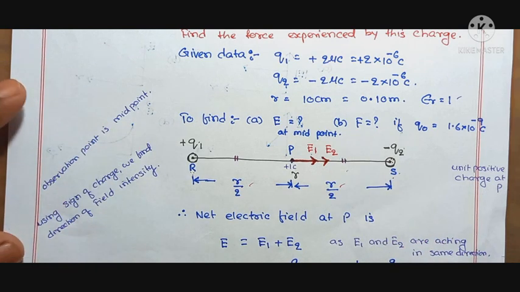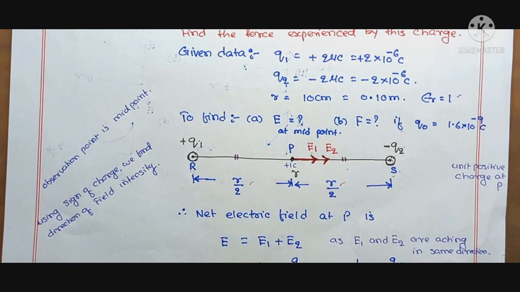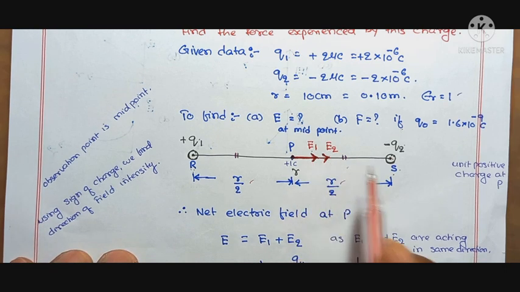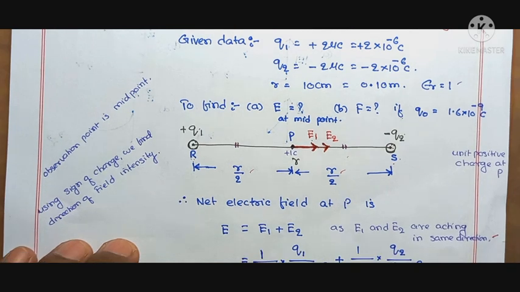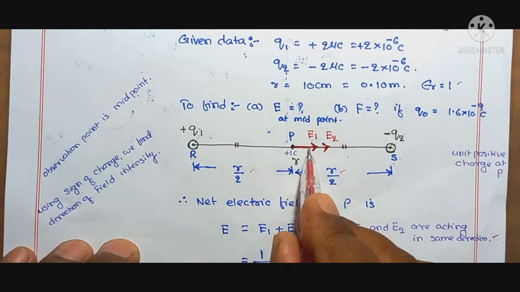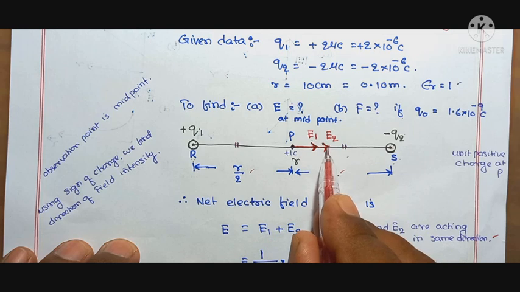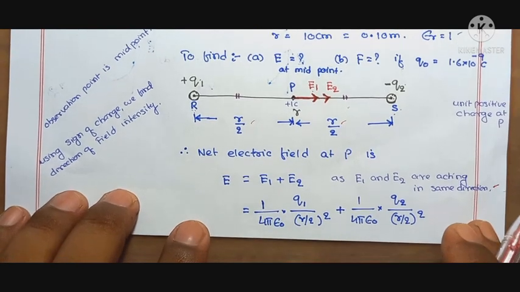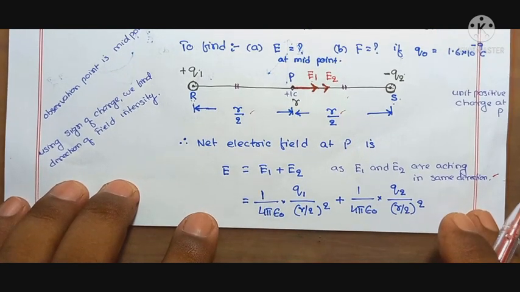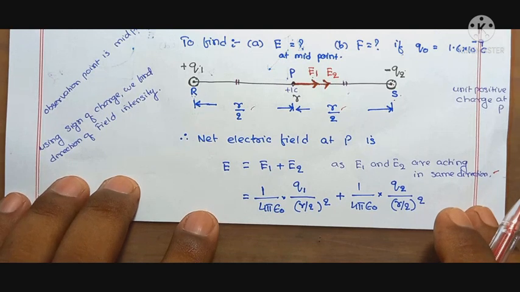Now net electric field at P is, both electric fields are acting in same direction. ठीक है, E1 is acting from left to right, E2 is also acting from left to right. Therefore both are acting in same direction. So net electric field is equal to E1 plus E2.